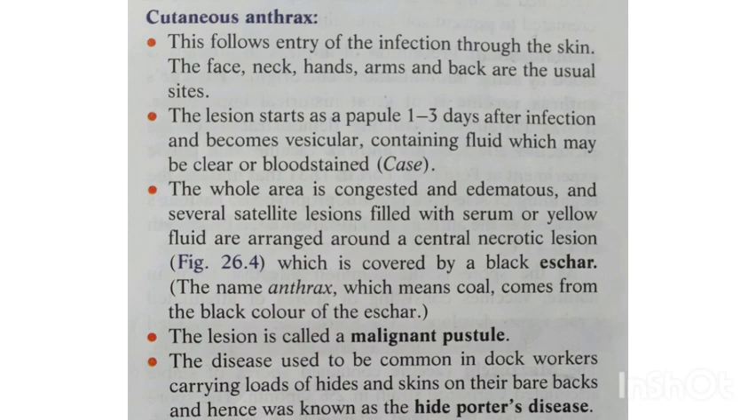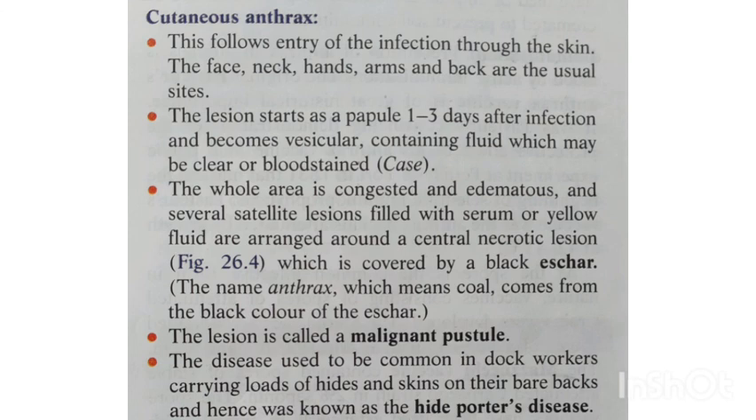After the entry of the infecting bacilli, after 1 to 3 days, the symptoms start with the formation of a lesion known as a papule, and this papule becomes a vesicle containing fluid. This fluid may be clear or blood stained. Then the whole area of the vesicle becomes congested and edematous, that is, swelling with fluid accumulation, and several small lesions develop around this vesicle or around the central necrotic lesion, which is covered by a black eschar. Eschar means a black coloration or black mark.